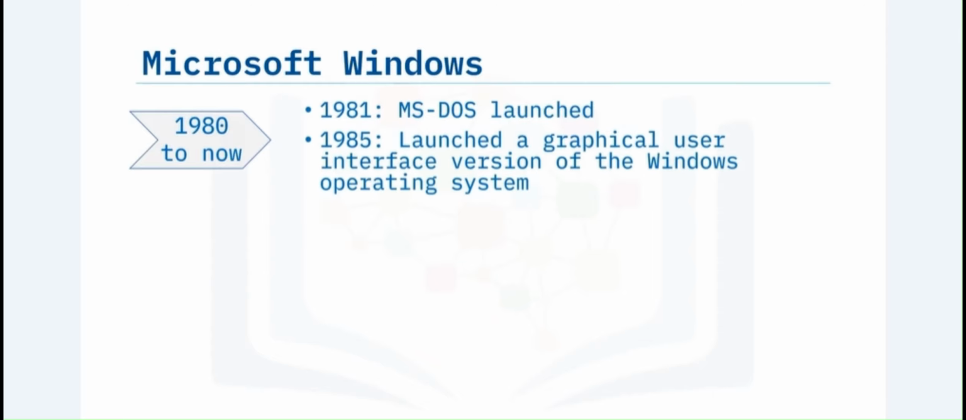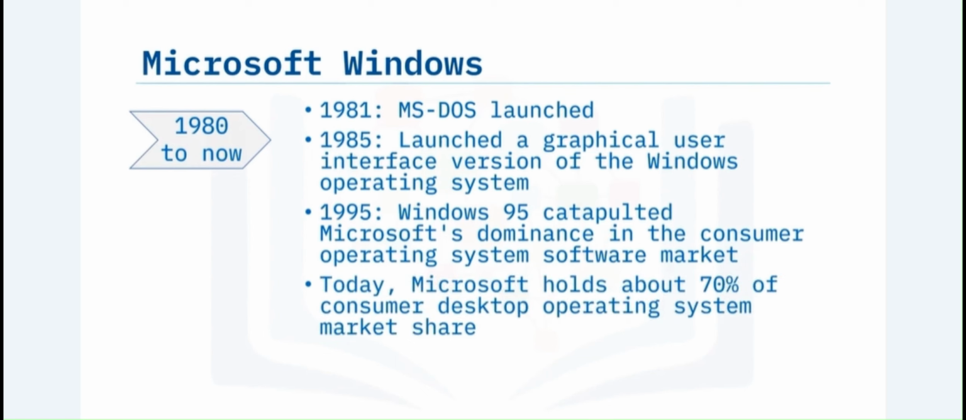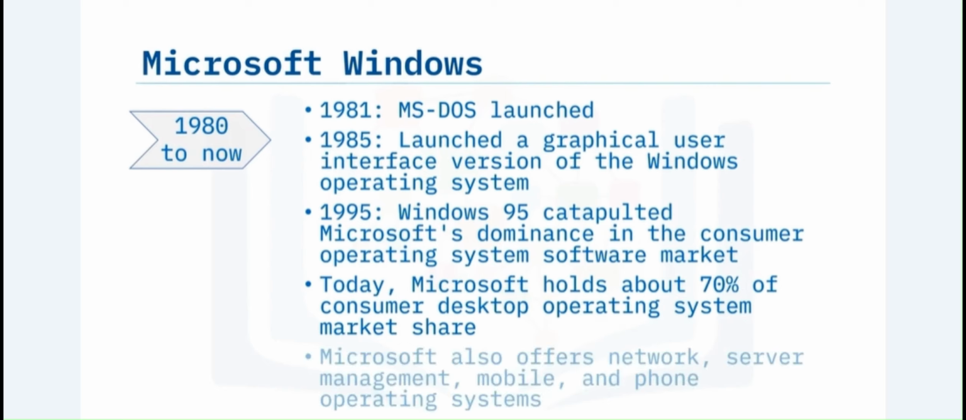The operating systems PC-DOS and MS-DOS once existed, with MS-DOS launching in 1981. In 1985, Windows offered the consumer market a graphical user interface version of the Windows operating system, written in variations of C language. In 1995, the debut of Windows 95 catapulted Microsoft's dominance in the consumer operating system software market, with Microsoft holding about 70% of the consumer desktop operating system market share in 2021. Microsoft also offers network, server management, mobile, and phone operating systems.